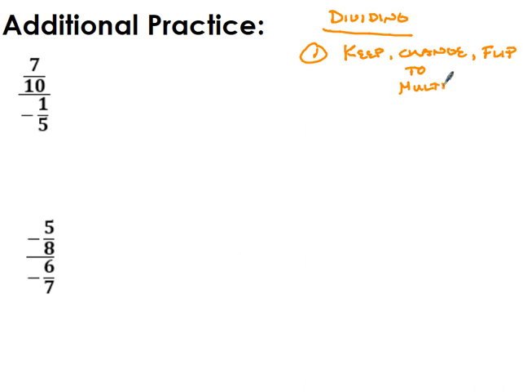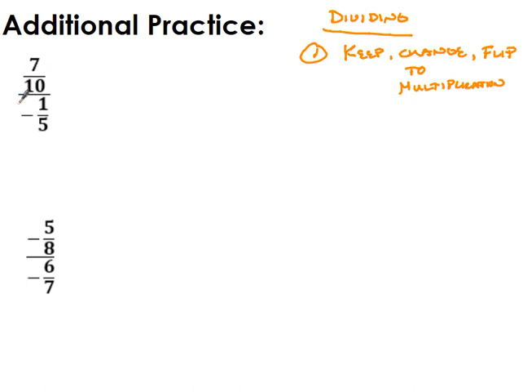So we're going to keep the first fraction, change the multiplication, and flip the second fraction. Okay, so here's what I mean by that. This is division. This is super confusing. This is called a complex fraction. So it looks confusing, but we know fractions are just division problems.